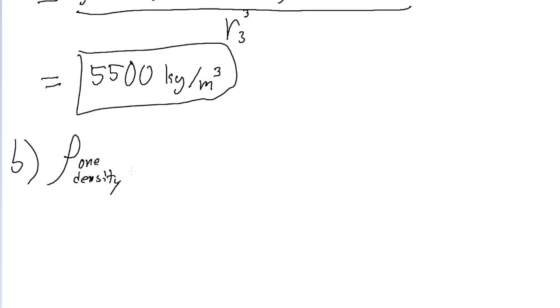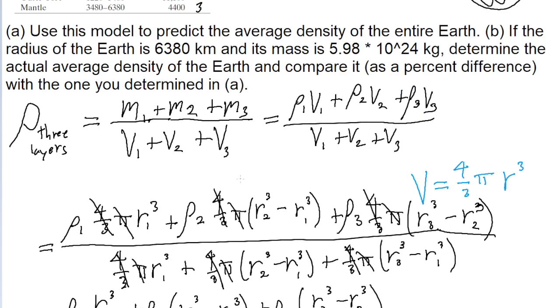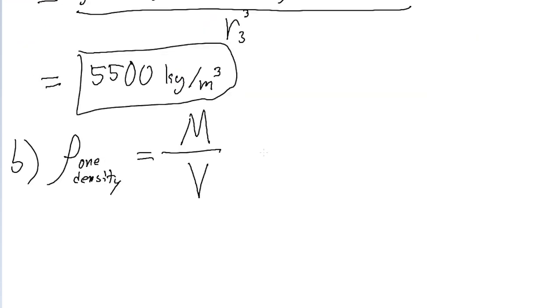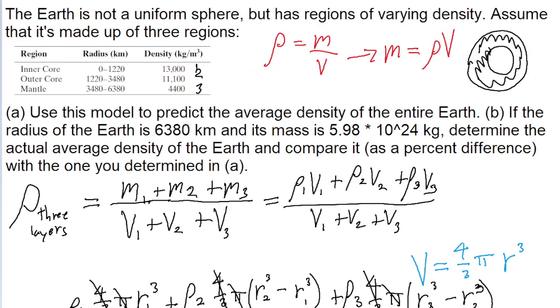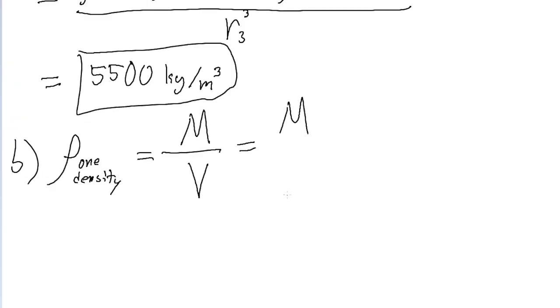We're just worried about the one density, which is just going to be the whole mass of the Earth divided by its entire volume. And that's given to us in the problem. So it's just the mass of the Earth divided by the volume, and in the problem we're given the radius of the Earth, 6,380 kilometers. So we're going to have to once again pull out the formula for the volume of a sphere, 4/3 pi r cubed. But again, pretty simple formula, all things considered.